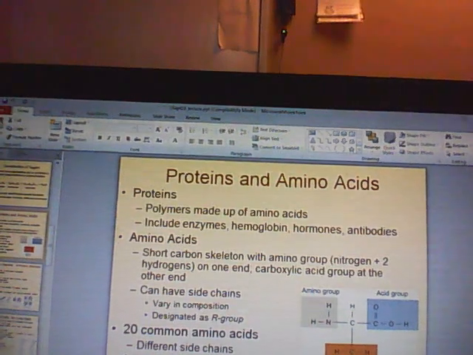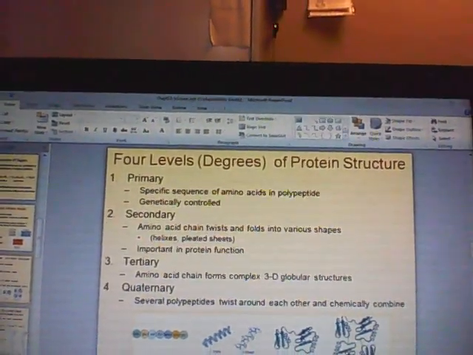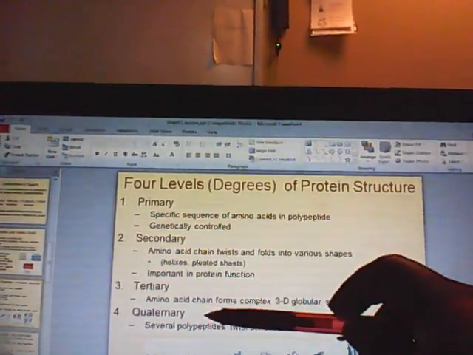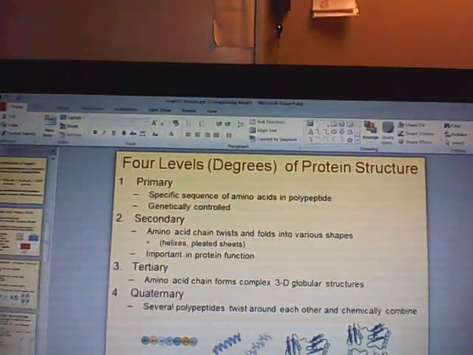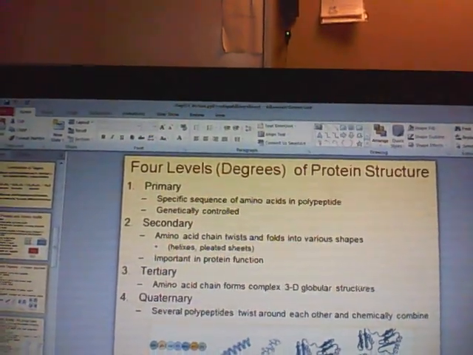Forgive me, you know how it goes. All right. There are four levels of structure for proteins. You have your primary, secondary, tertiary, and quaternary, and you need to know how those look. Primary is what we call beads on a string, or pearls.